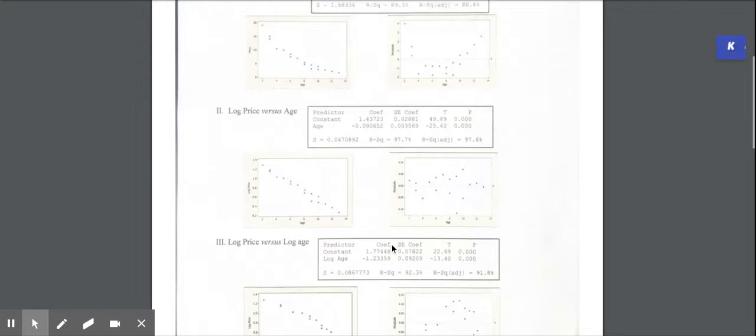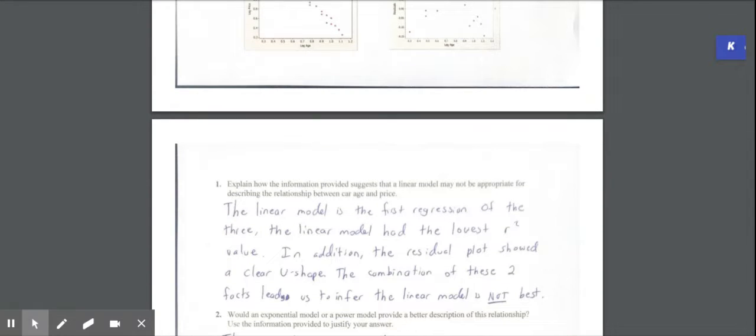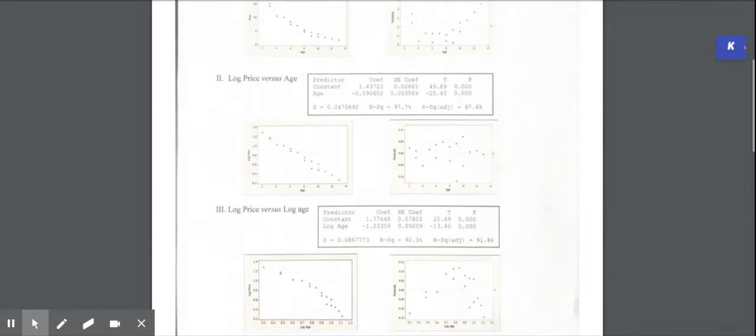All right, so let's get to the questions here. The first question: explain how the information provided suggests that a linear model may not be appropriate for describing the relationship between car age and price. Let's take a look at the three R squared values up here.